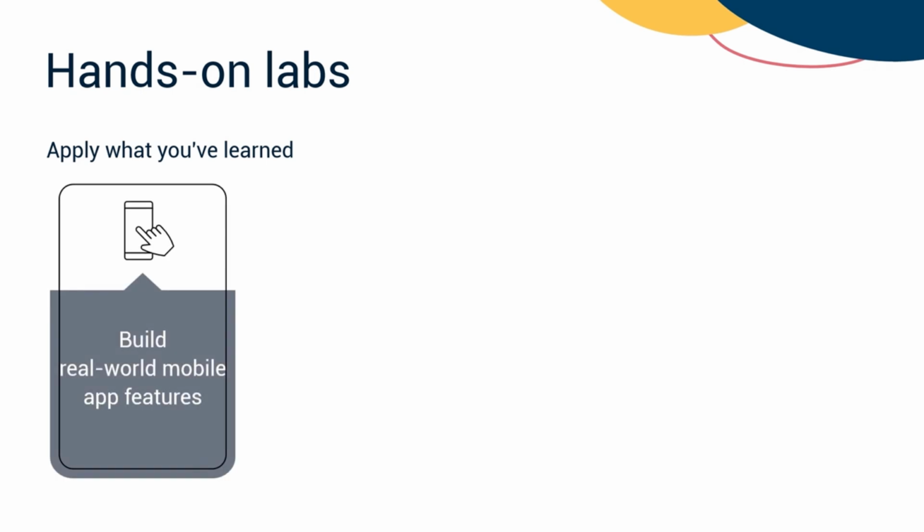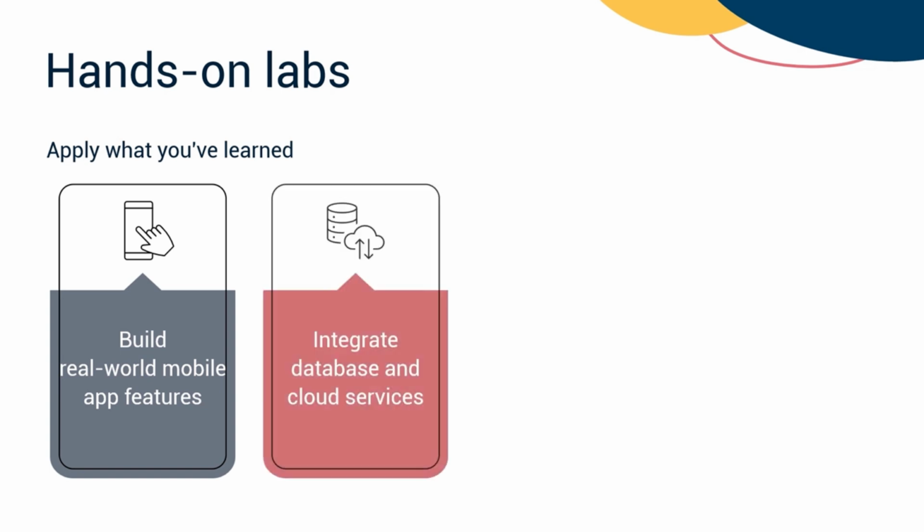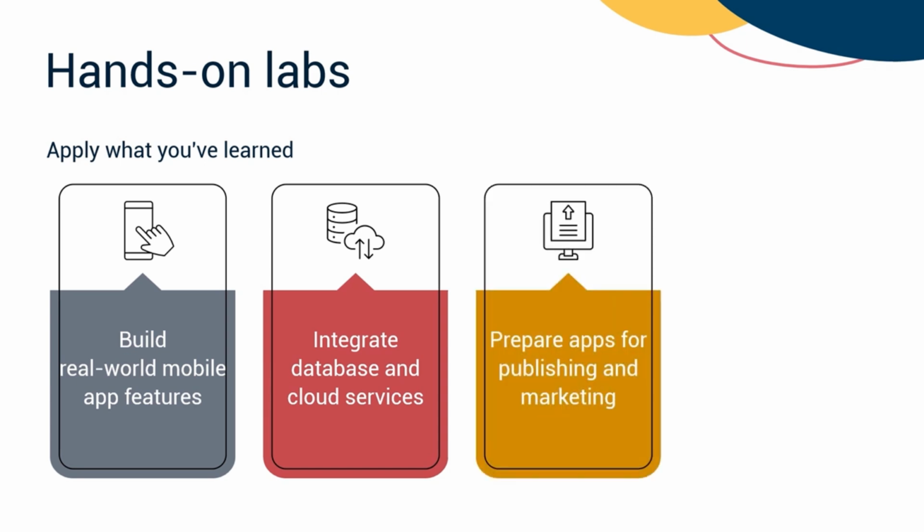Each module in this course includes hands-on labs that provide you with practical experience in mobile app development. These labs allow you to apply the skills you've learned to real-world tasks, such as creating notifications, managing media, and setting up databases. You'll also work on deploying APIs to cloud services, building chat applications, and preparing apps for publishing. Additionally, you'll explore strategies for app marketing and create tools for tracking performance metrics.